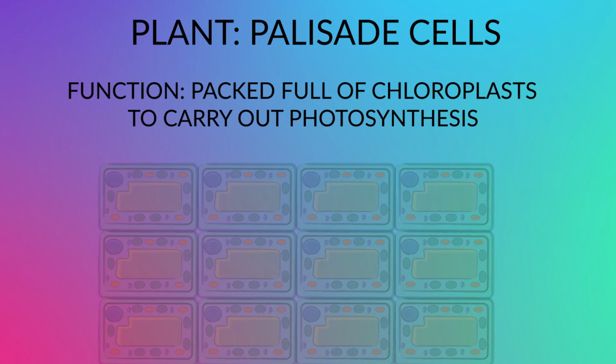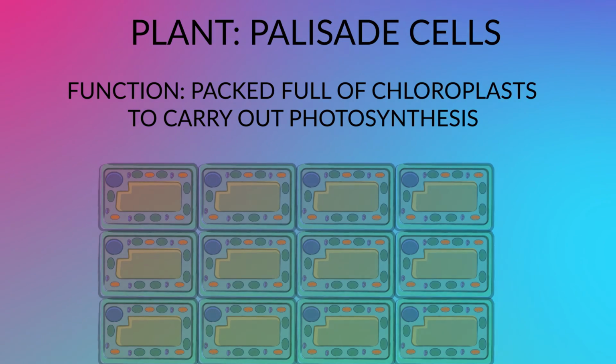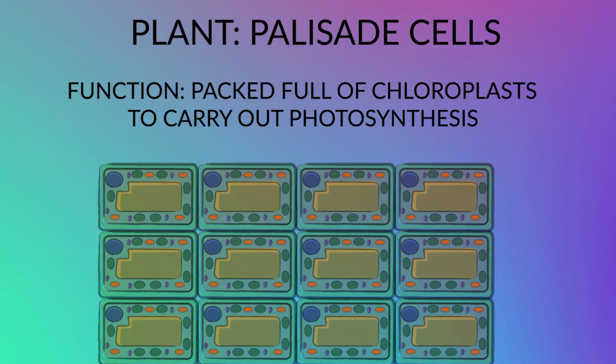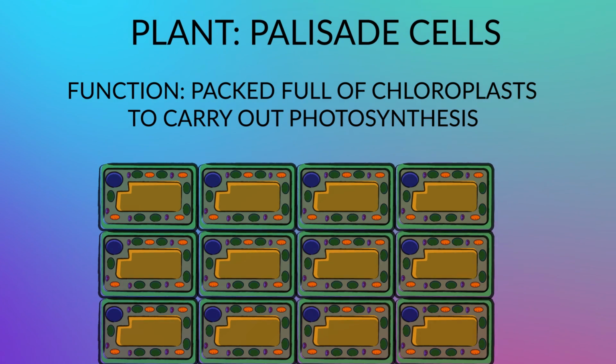Palisade cells carry out photosynthesis, so they are located at the surface of a leaf. They are packed full of chloroplasts and are a regular shape, so more cells can fit in a given area.